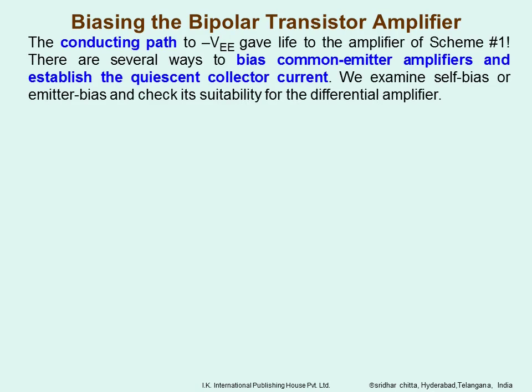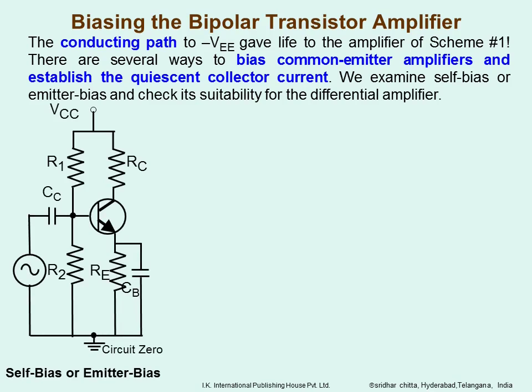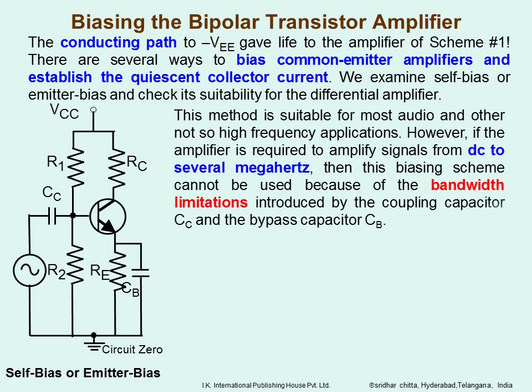The conducting path to minus VEE gave life to the amplifier of scheme 1. Now, there are several ways to bias common emitter amplifiers and establish the quiescent collector current. We examine self-bias or emitter bias and check its suitability for the differential amplifier. This method is suitable for most audio and other not so high frequency applications.